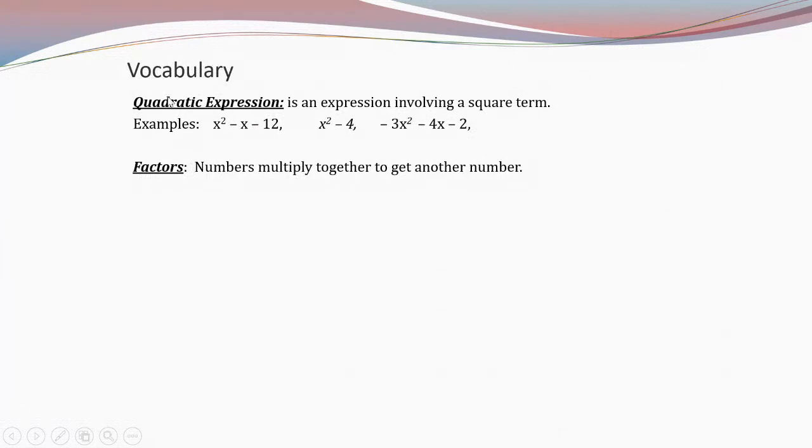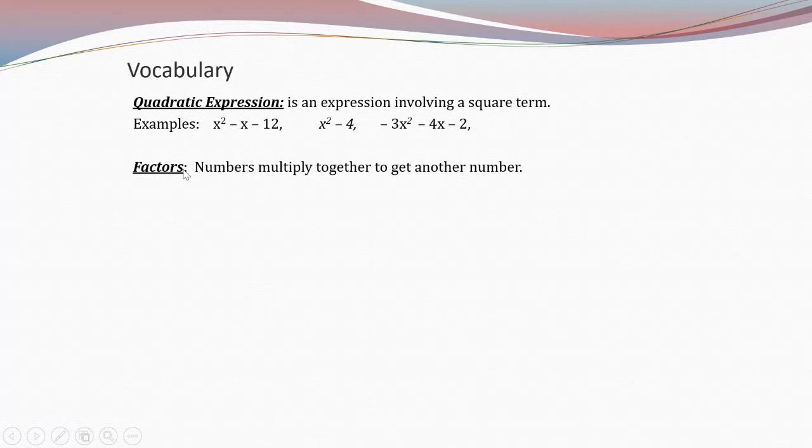Okay, so to start off, let's start off with the vocabulary. A quadratic expression is an expression involving a square term. Examples: x squared minus x minus 12, x squared minus 4, negative x squared minus 4x minus 2. These are all examples of quadratic expressions because the highest power is 2.